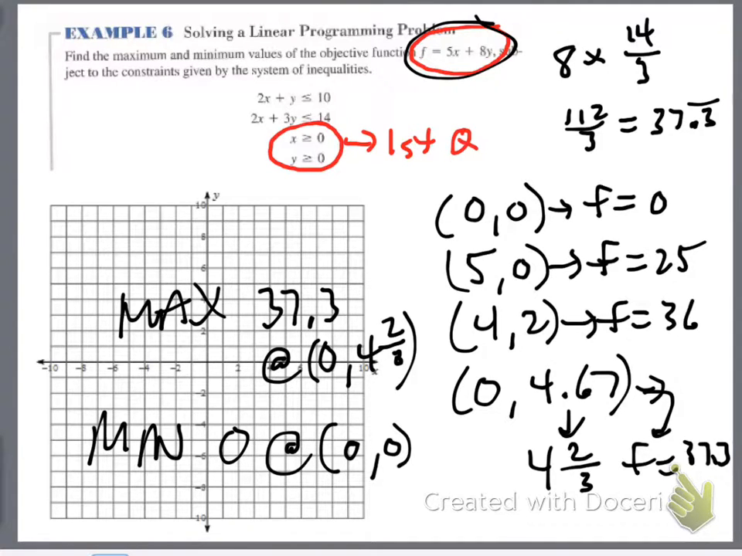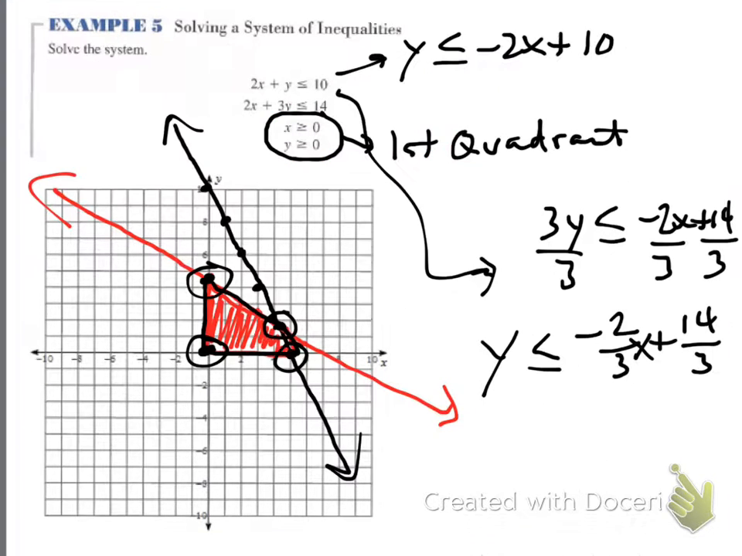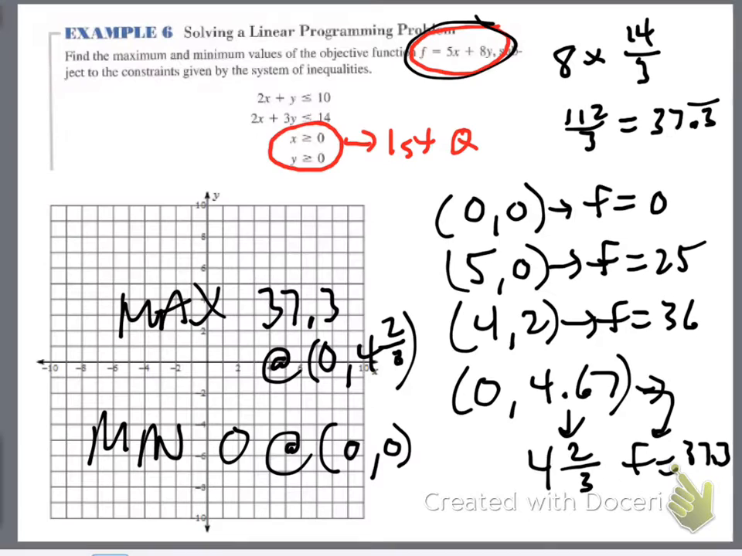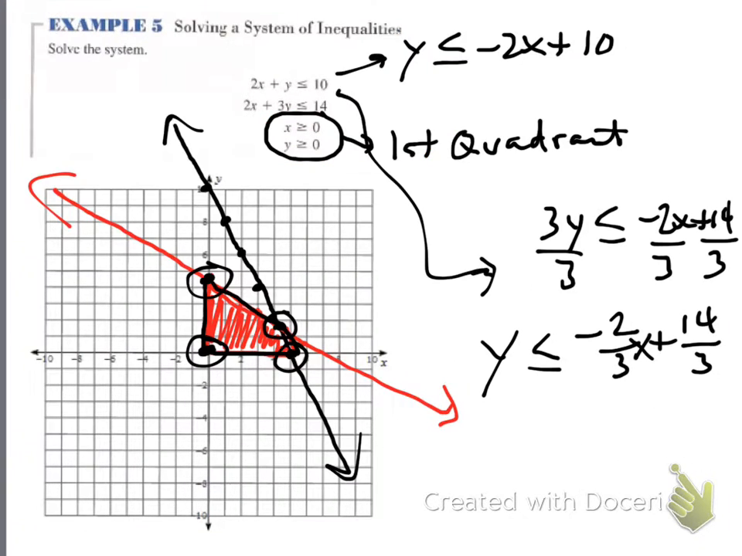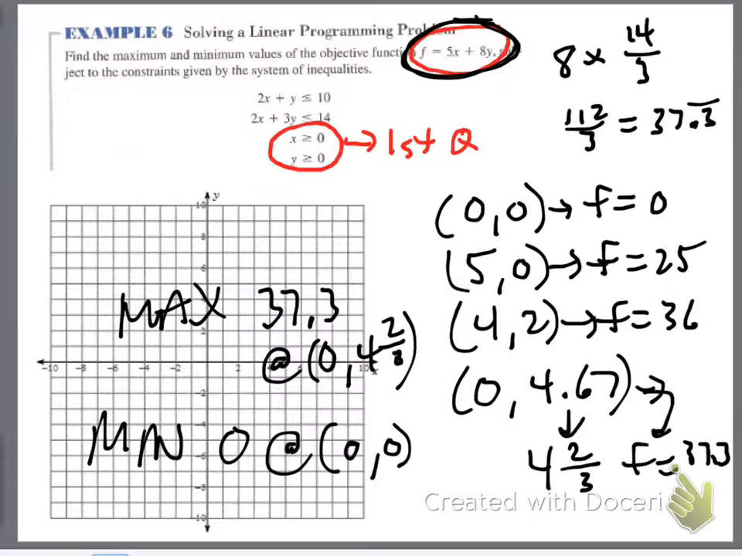So linear programming is this problem, example 5, but with an objective function. You have to find the coordinates of your vertex points and then plug each point into the objective function. The largest f value gives you the max, the smallest one gives you the min.